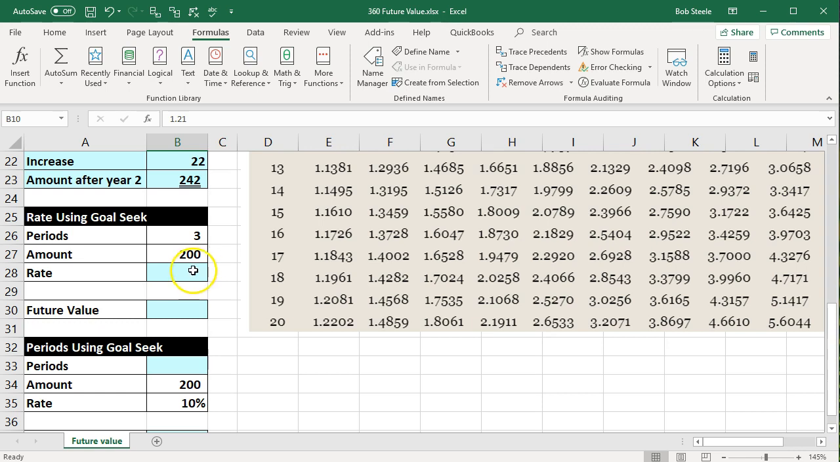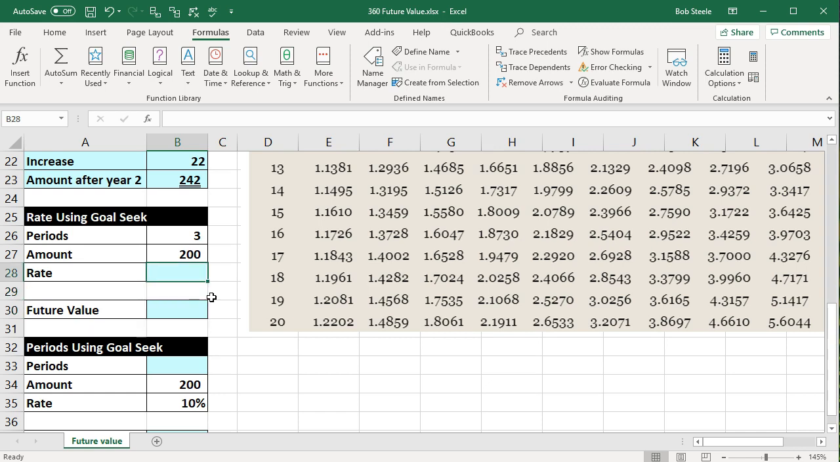If we want to know the rate, let's say we don't know the rate, but we do know what the future value should be. We know that the present value is 200. We know the future value is the 242. We need to know what the rate is. Well, I can say I have no idea what the rate is, but let's just plug in a rate, then use our present value, our future value formula, and then ask Excel to figure out the rate that will make the future value formula equivalent to what we know it should be, 242.